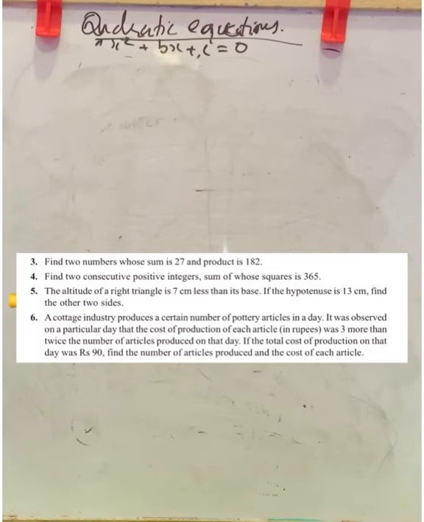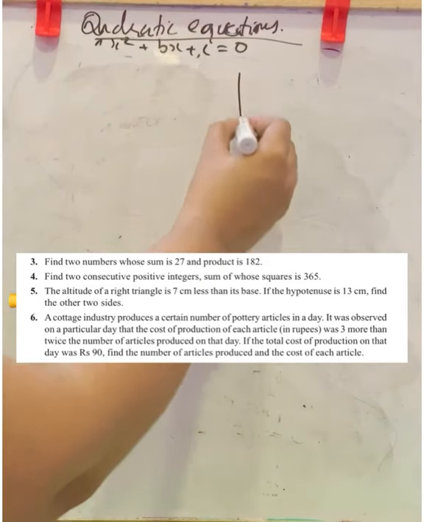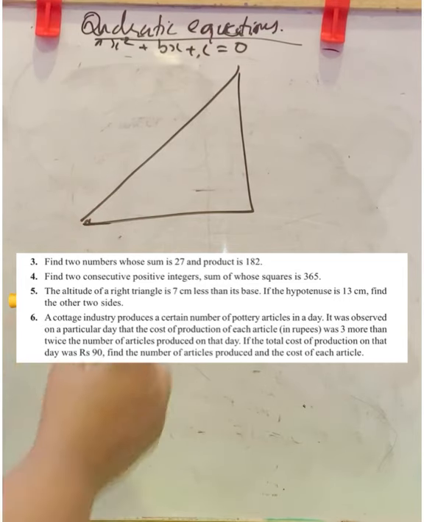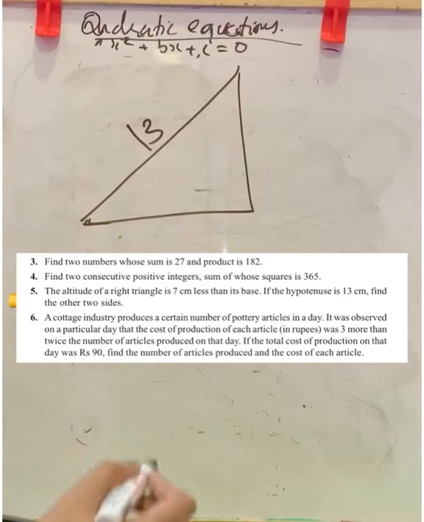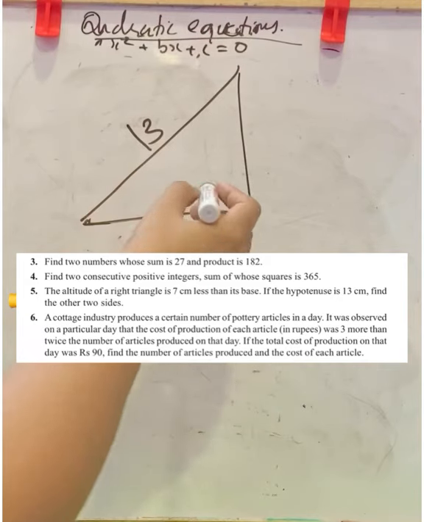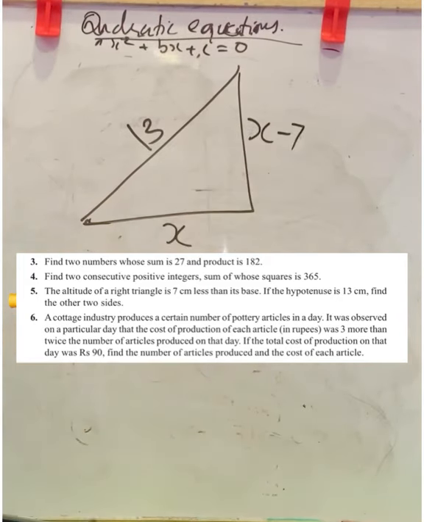Next, the altitude of a right triangle is 7 cm less than its base. If the hypotenuse is 13 cm, find the other two sides. In the question it is given, it is a right triangle. So this is a right triangle. Here it is given hypotenuse is 13 cm. Altitude, that is this height, is 7 cm less than its base. So if this is the base x, then 7 cm less than base means x minus 7.